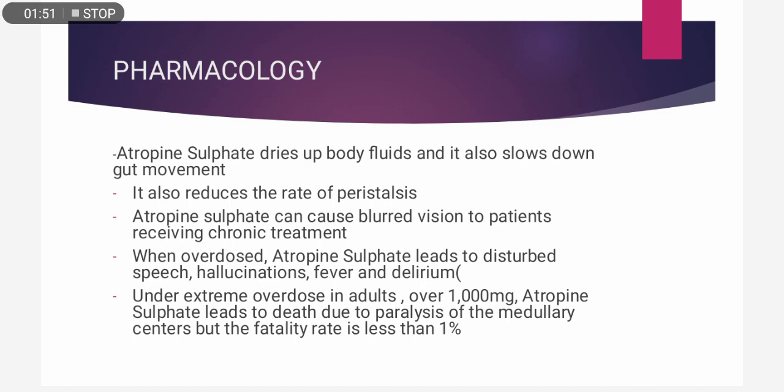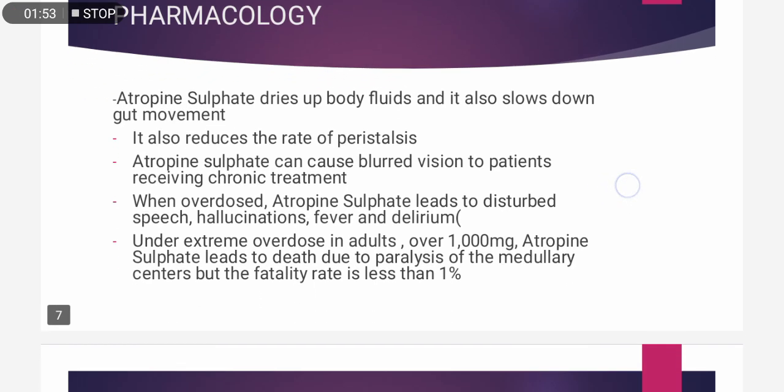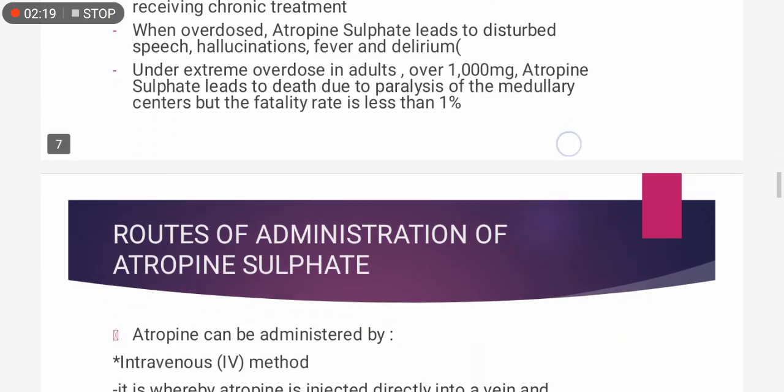Atropine sulfate can cause blurred vision to patients receiving chronic treatment. When overdosed, atropine sulfate leads to disturbed speech, hallucinations, fever, and delirium. Under extreme overdose in patients, that is over 1000 milligrams, atropine sulfate leads to death due to paralysis of the medullary centers, and the fatality rate is less than 1%.